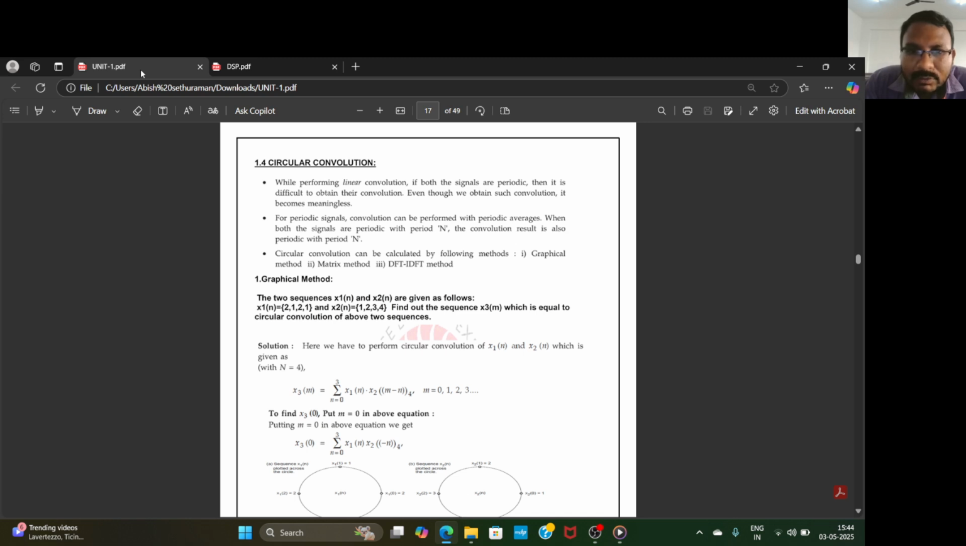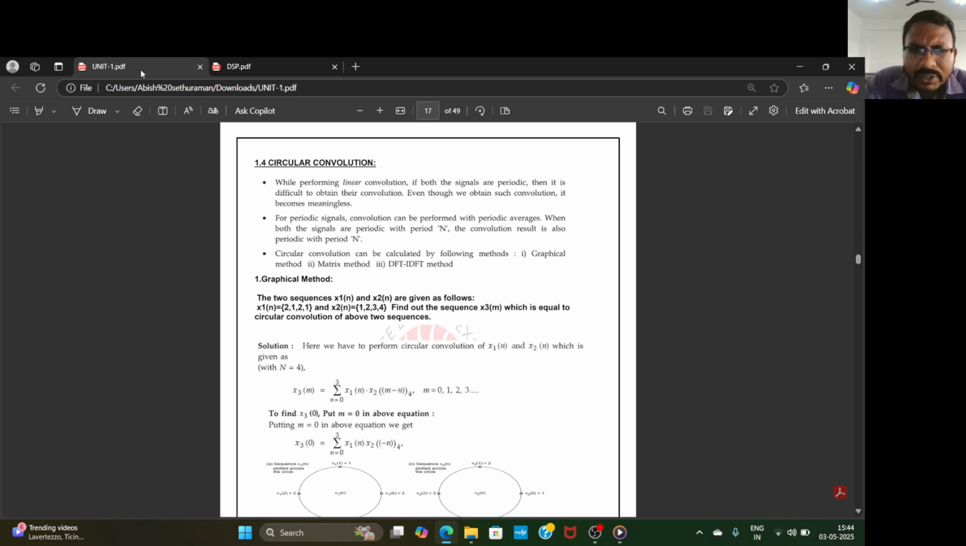While performing linear convolution, if both the signals are periodic, then it is difficult to obtain the convolution. Even though we obtain such a convolution, it becomes meaningless. In circular convolution, for periodic signals, convolution can be performed with periodic averages. When both the signals are periodic with period N, the convolution result is also periodic with period N.